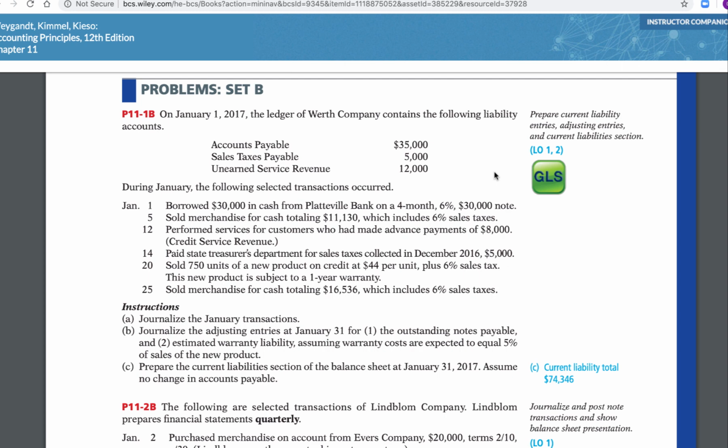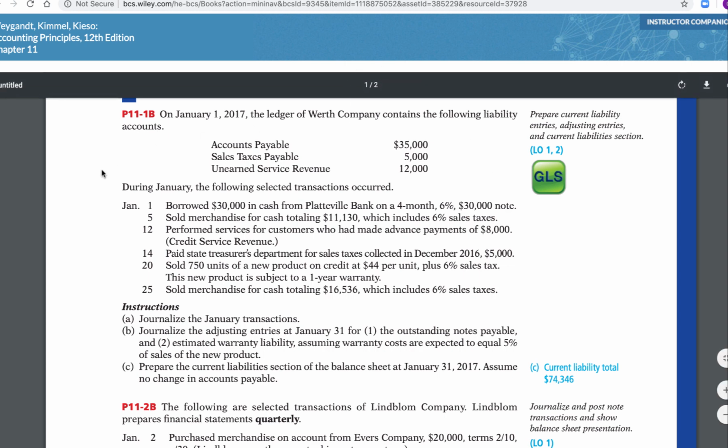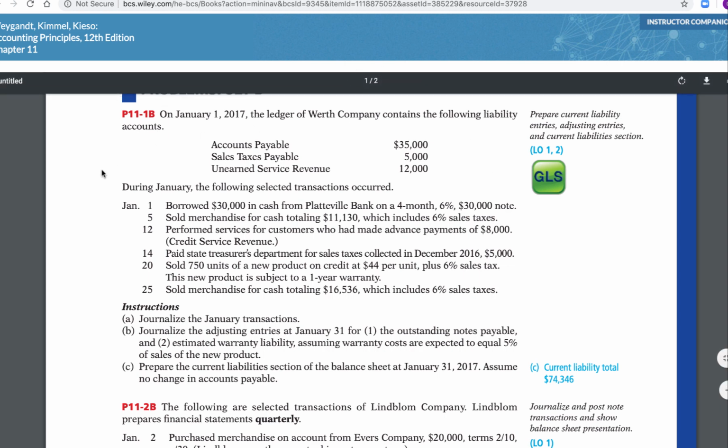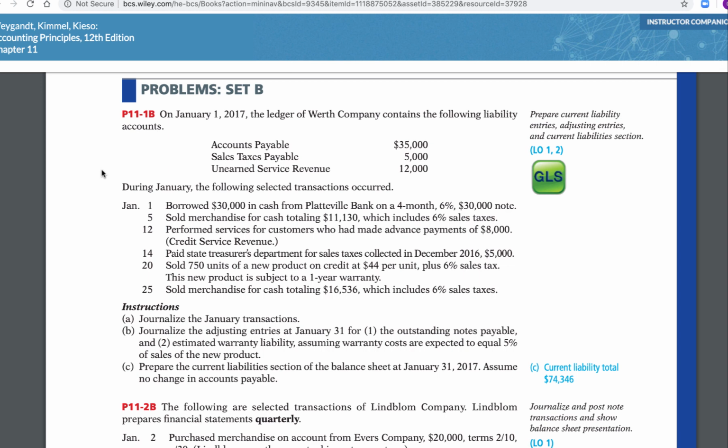The idea behind this is that A, it'll give you more exposure to the concepts. B, help you out with your homework because the problems are pretty much identical. Really, the only difference is the numbers. Okay, so what you see here on the screen is problem 11-1B. You got to do 11-1A. So I'm going to run through this one.